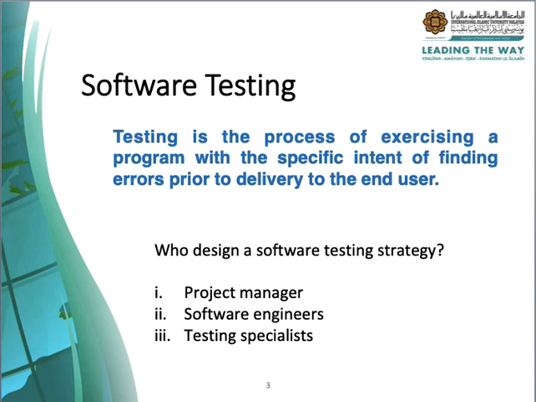And in order to test the software, the group of developers, the software engineering team, need to have software testing strategies. And who actually designs the software testing strategies? There are three parties: number one, the project manager; number two, software engineers; and the third one, testing specialists. So these are the three parties involved in designing the software testing strategies.